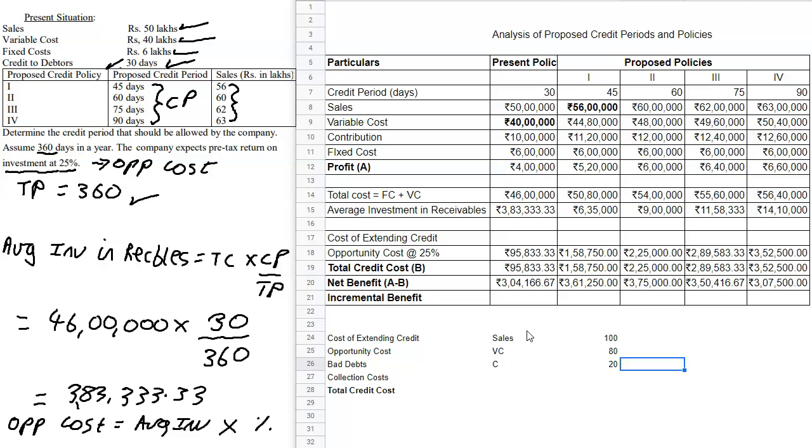Now, I have got all the numbers in place. We only need to understand how to calculate incremental benefit. Now keep in mind that when we calculate incremental benefit, we have to keep this as it is. So this is going to be nothing. But for everybody else, the incremental benefit is going to be the net benefit that you see here.